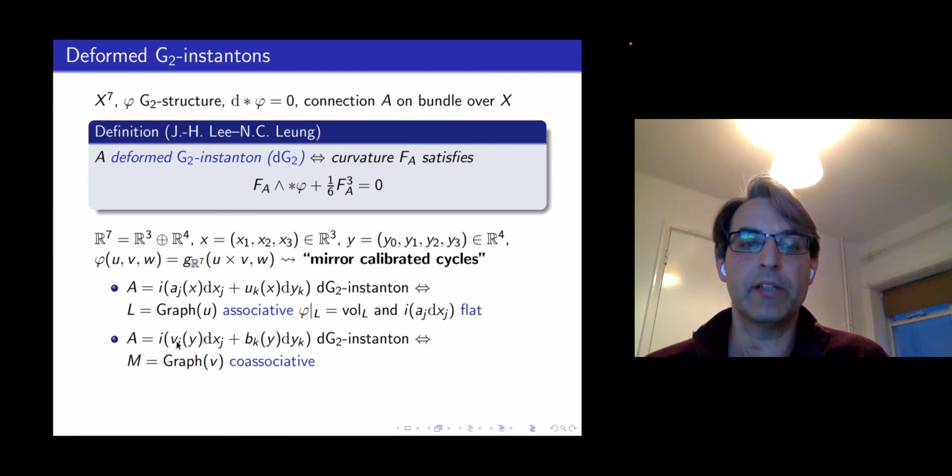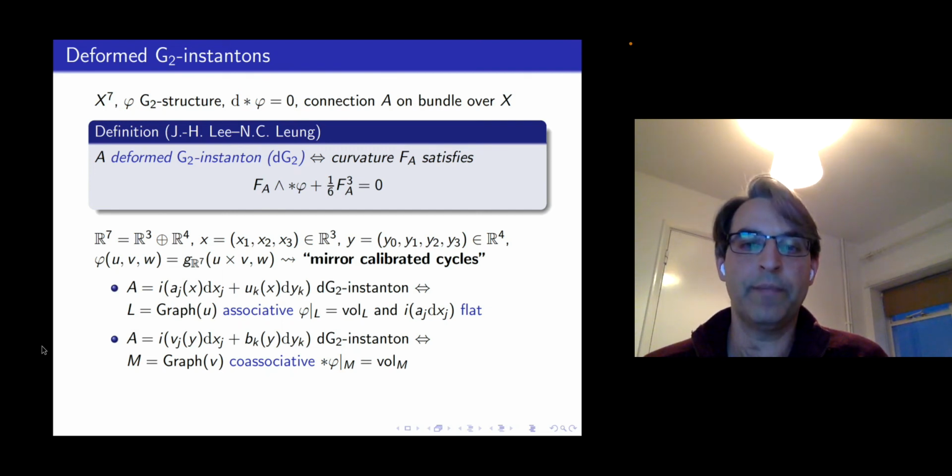This is a map because V has 3 components, V1, V2, V3. This is a map from R4 to R3, and so its graph is a 4-dimensional submanifold of 7-dimensional Euclidean space. I can ask for it to be co-associative. So that's the condition that the 4-form, star phi, restricts to be the volume form on the submanifold. So again, it's a calibrated submanifold. But what about the B's? Now they have 4 components, these B's.